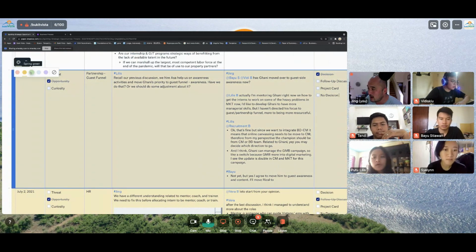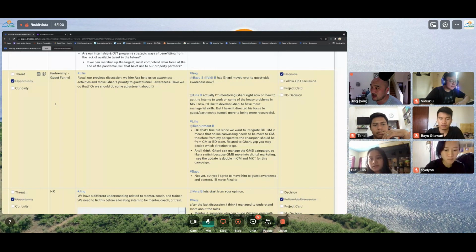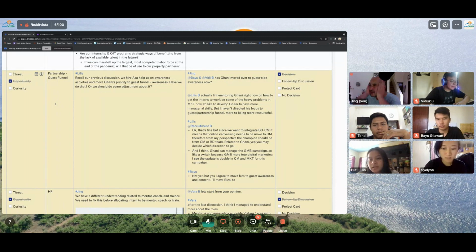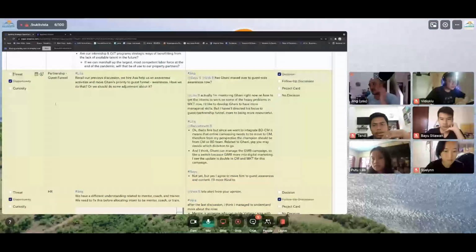I think one more, it's about the PR thing. Where should PR take in the? Let me try to understand this. Is ASA's bandwidth limited? No, but I would like to delegate online canvassing to ASA, like switching. And then ASA would delegate the topics to PR, because it's more into the awareness part.